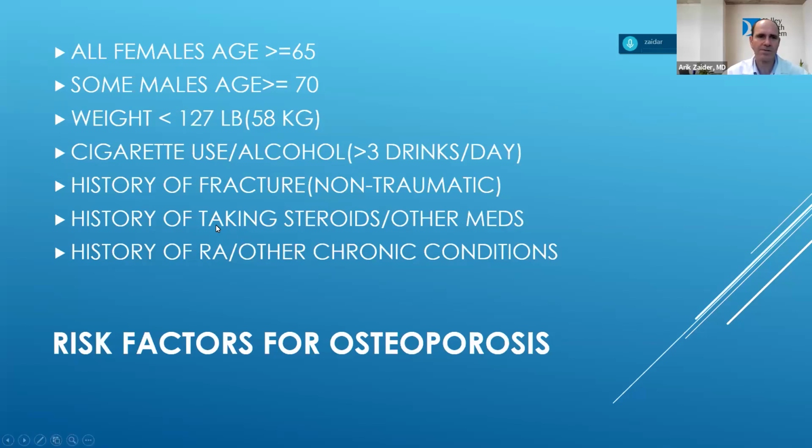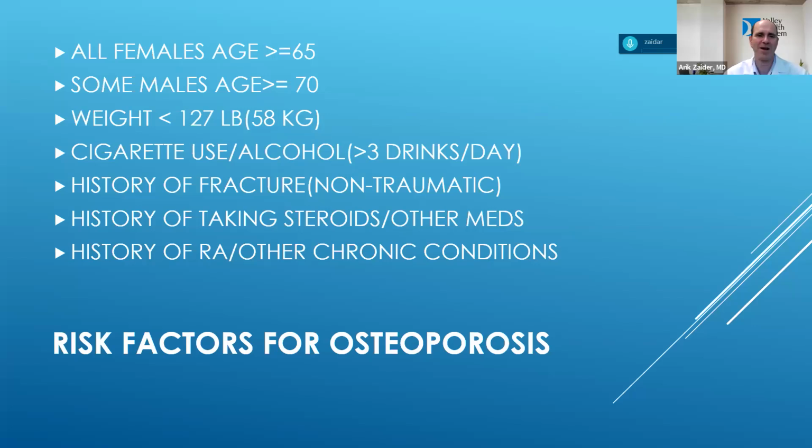So what are some of the risk factors? So as we said, older age, women over 65 automatically have a certain risk for osteoporosis. Doesn't mean they all have it, but it is a risk factor. Men over 70. Being thin is a risk factor for osteoporosis, particularly less than 127 pounds. In most of our conditions, we want people to lose weight, but in osteoporosis, we don't want to be too thin either. Use of cigarettes, use of alcohol has an association. It's a preventable risk.